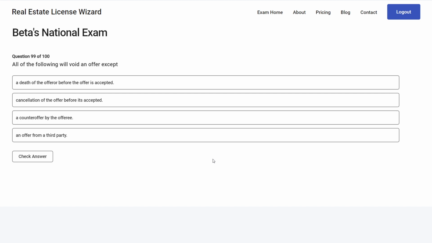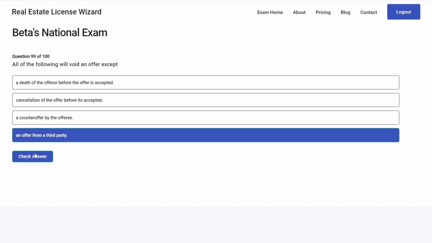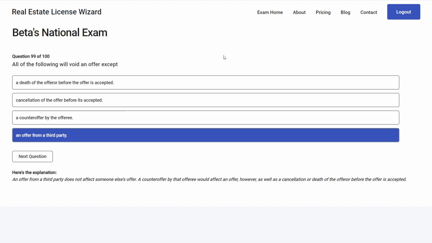Okay, did you guys come up with it? The correct answer for this one is the fourth option, an offer from a third party. That is not going to void an offer. An offer from a third party does not affect someone else's offer, obviously. A counteroffer by the offeree would affect an offer, however, as well as a cancellation or death of an offerer before the offer is accepted.